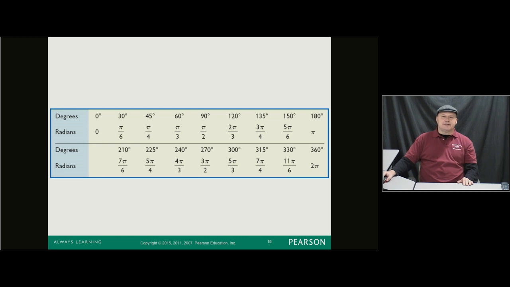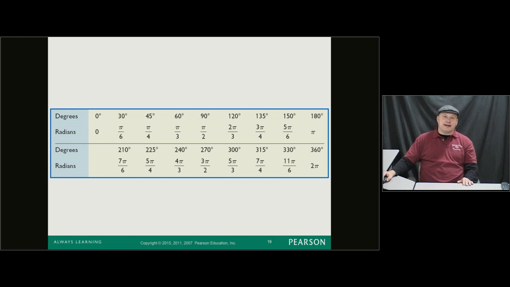So this is a good little thing to actually get down. Just pause the video right here, write these down, put them on your flashcard and memorize them. That way, when you encounter a 4 pi over 3, for example, you can just look at this table and say, oh, it's 240 degrees.